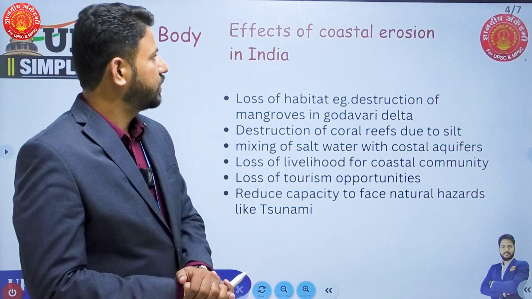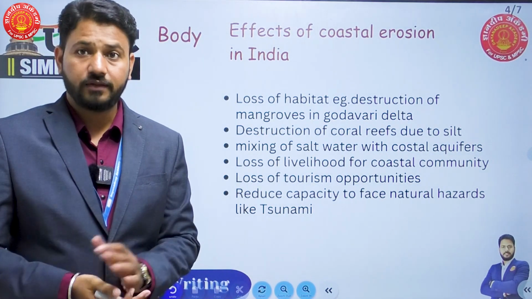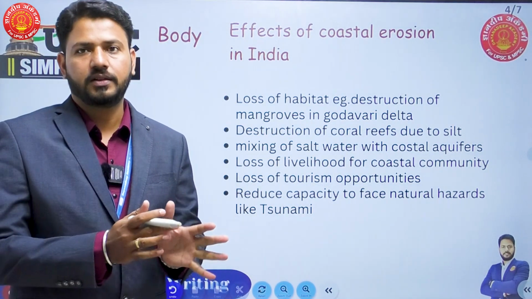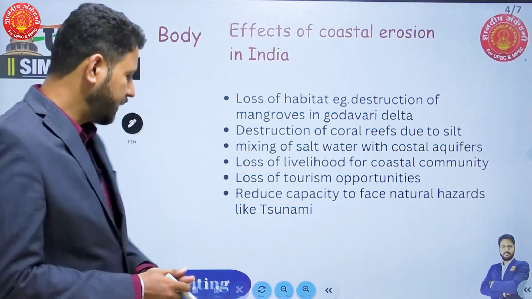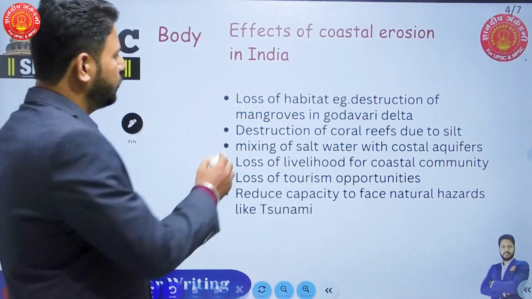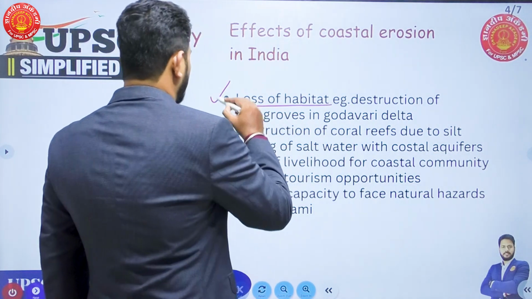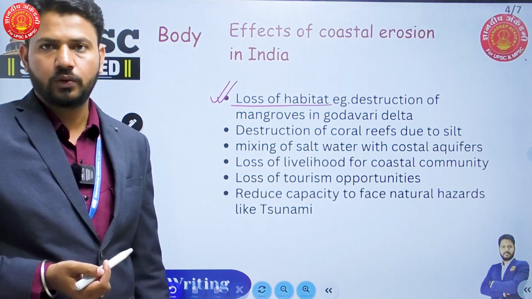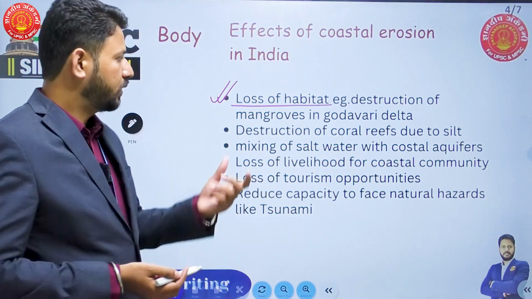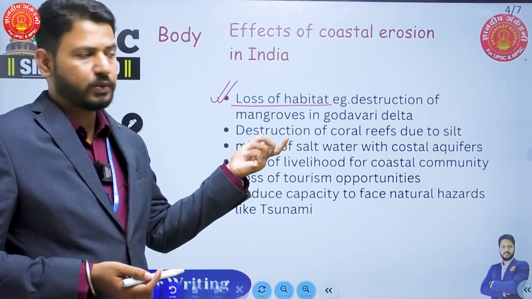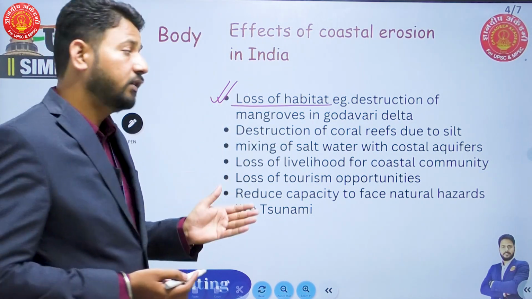The second focus of the question is effects of coastal erosion. What are the effects of coastal erosion? Now, this is comparatively an easier point. Here the most important is loss of habitat. When we say we are losing mangroves, we are losing coastal vegetation, we are also losing habitat. So there's destruction of mangroves in Godavari Delta.